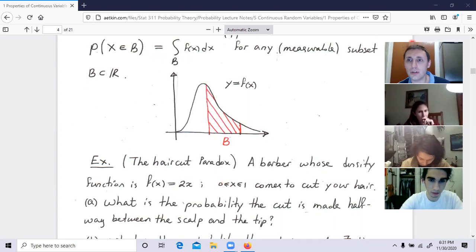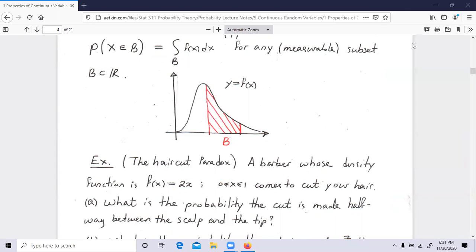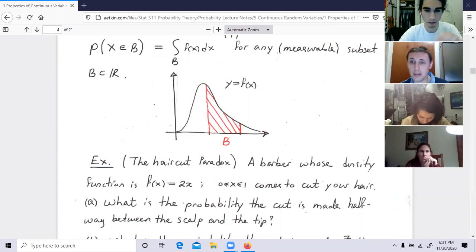All right, guys, it takes you a long time. I wonder why. Should be a second. What's the probability this barber will cut your hair in the middle?